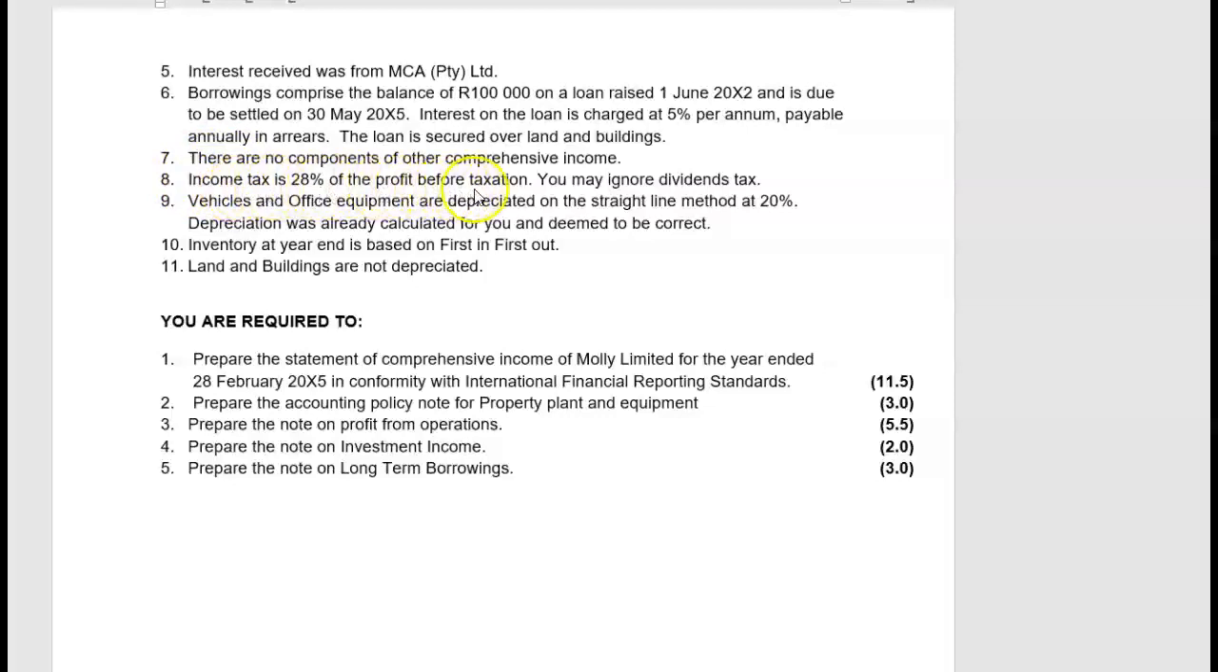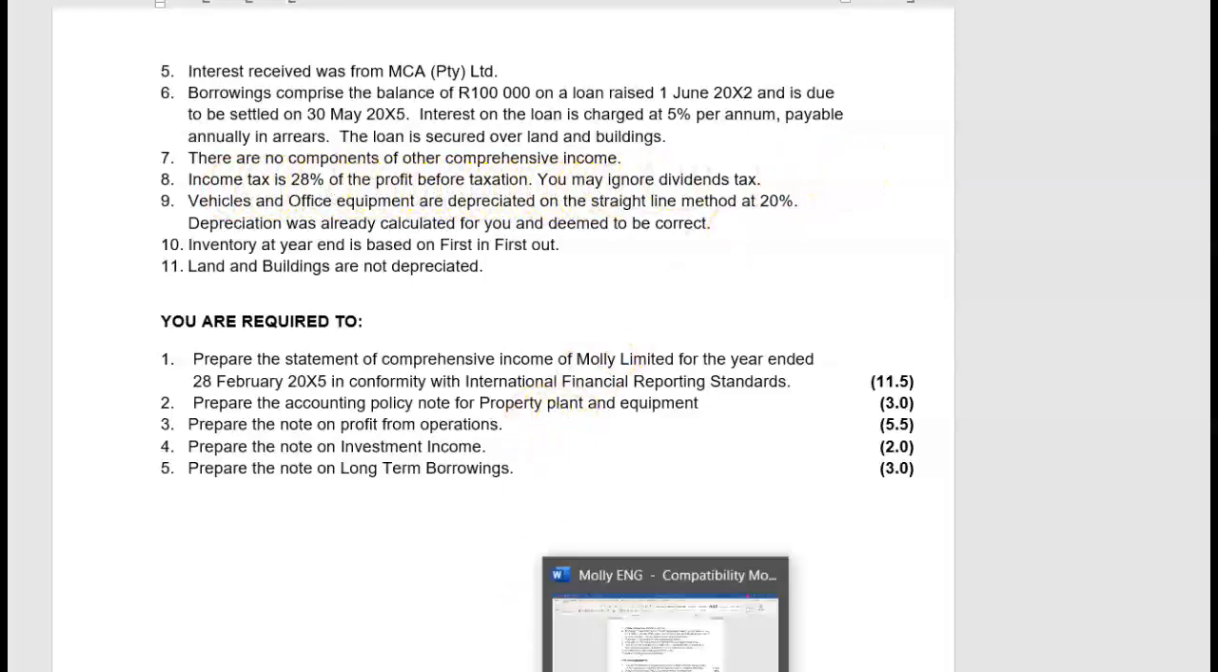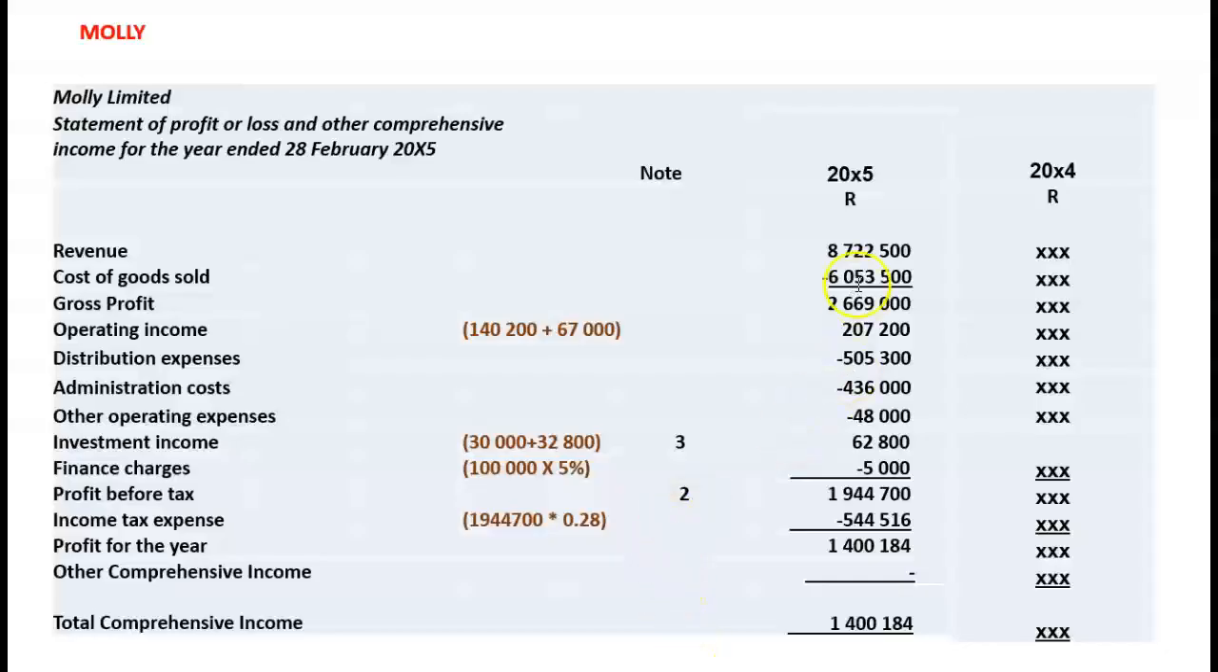Income tax is 28% of the profit before taxation. You may ignore dividends tax. I will teach you what dividend tax is all about, but the taxation charge equals 28% of profit before tax. Now we have our profit before tax figure. We've calculated it, 1,944,700, and our income tax expense is going to be 28% of that amount. So we multiply that, which gives us 544,516, and that gives us profit for the year, which is our after-tax figure of 1.4 million rand. There's no other comprehensive income, so our total comprehensive income for the year equals 1,400,184.